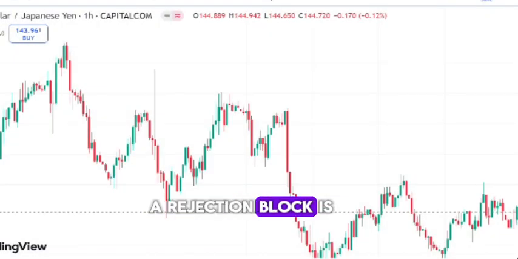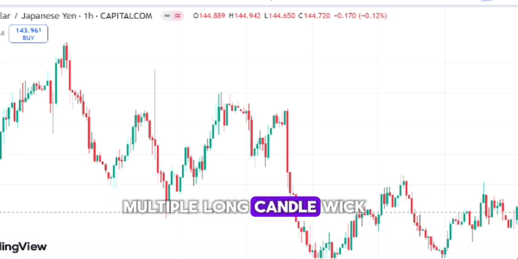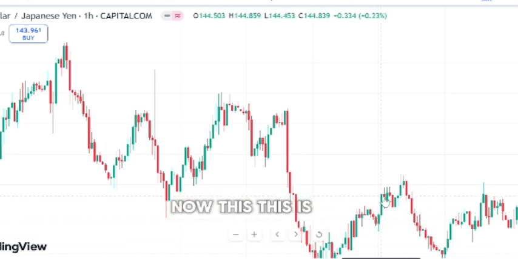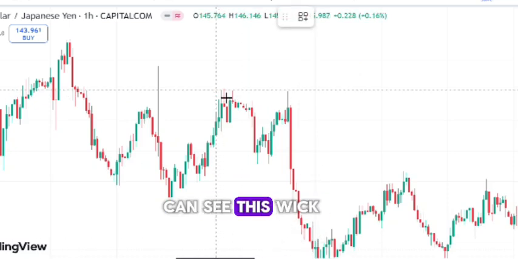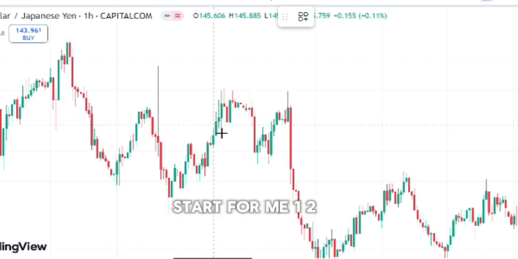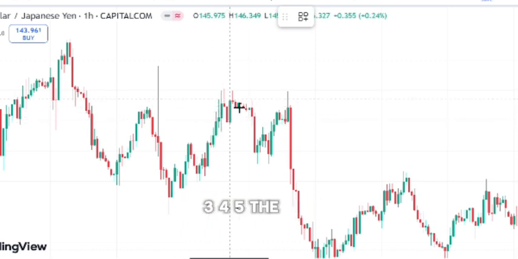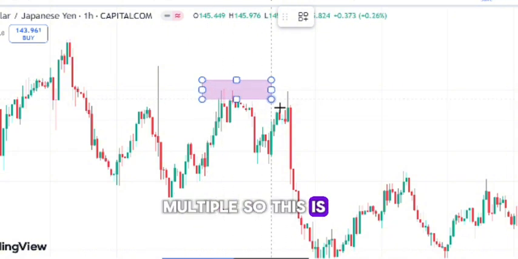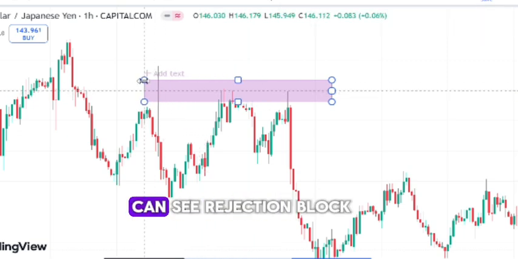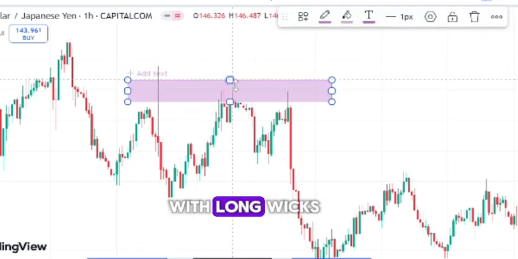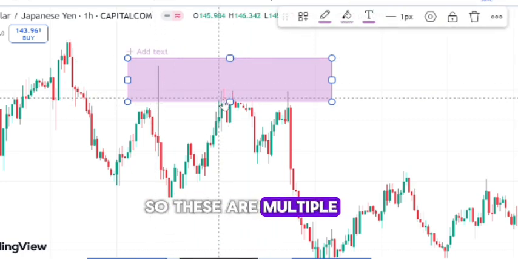A rejection block is simply a selling or buying zone where price reacts with multiple long candle wicks. Now this is a rejection block. You can see this wick here. We can start from 1, 2, 3, 4, 5. There are multiple. So this is a selling zone, and if we take it back, we can see rejection blocks with long wicks. So these are multiple candles here.